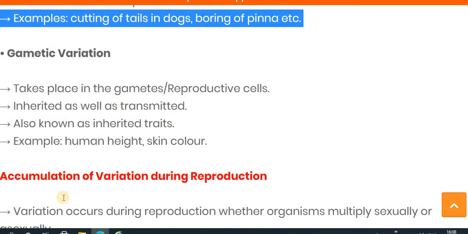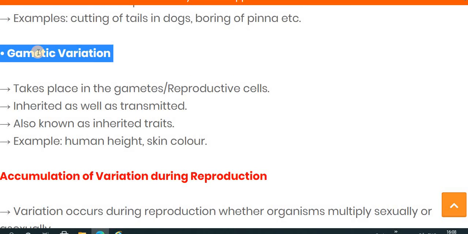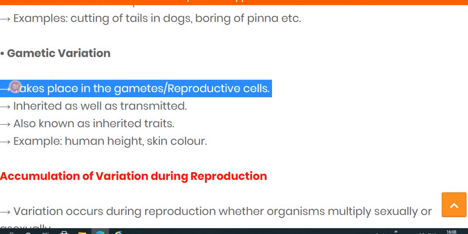Now let's see the next type of variation, called gametic variation. This gametic variation takes place in the gametes, which means a sex cell, or you can say the reproductive cell, which is responsible for reproduction. That cell we consider a gamete. So ultimately it is related to inheritance because it takes part in reproduction.